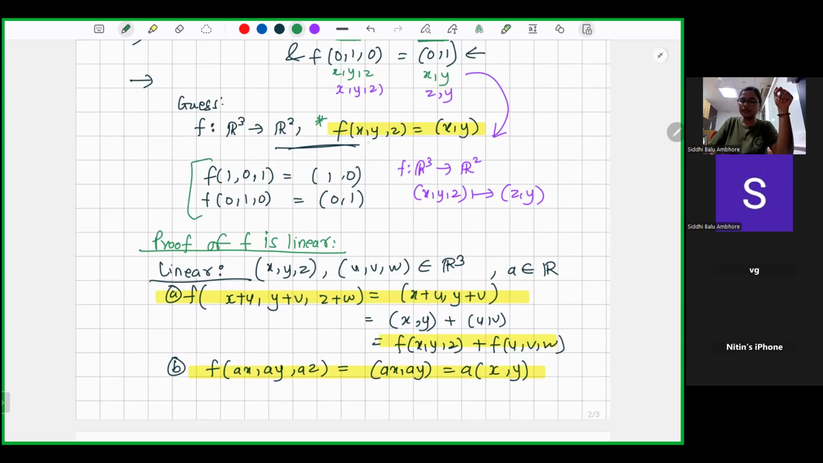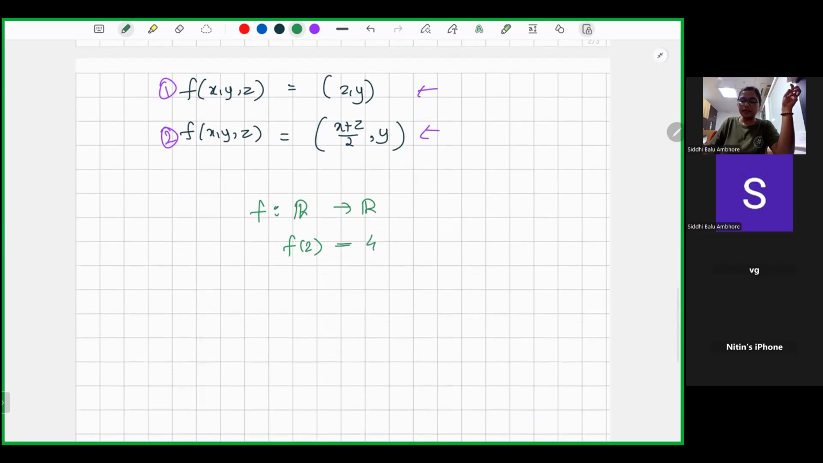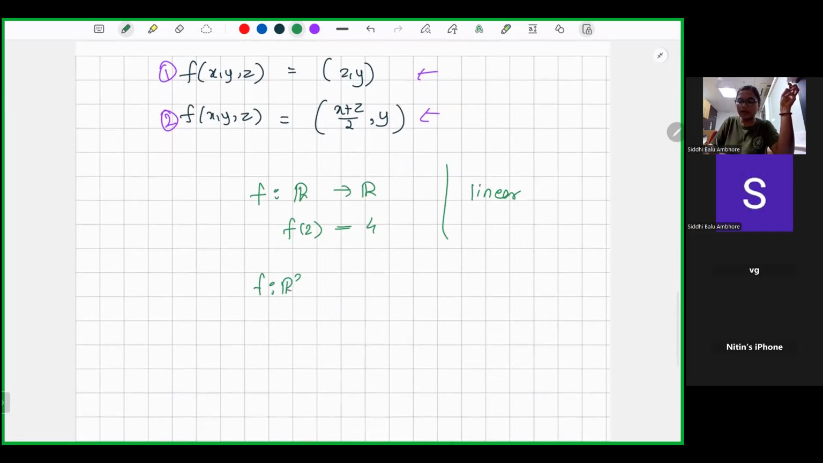Yes. For example, if I want you to define a map from R to R such that f of 2 must be 4, and I want it to be a linear map, then how will you define it? You can define f from R to R, x going to x plus 2. This satisfies this condition, right? Or I can define x going to x square.